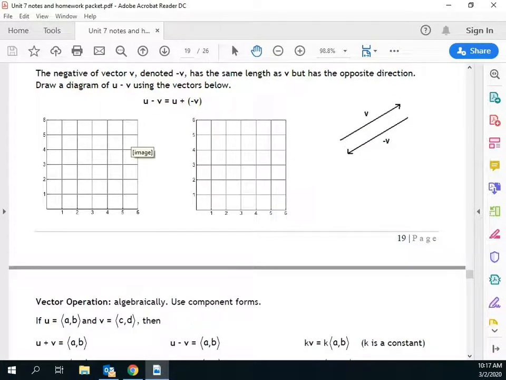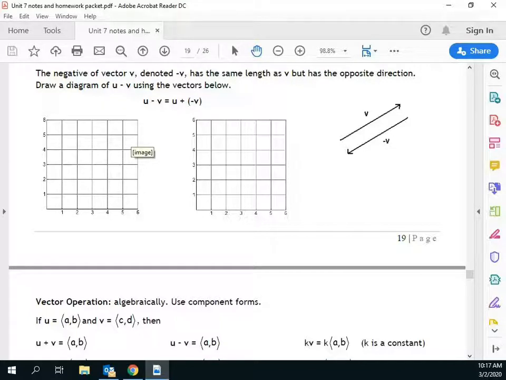What about the negative of it? Well, as you can tell, when we have the negative, it's just going the opposite direction. Same thing with slope. If you went from a positive slope to a negative slope, you're going from right and up to left and down. So you're going in the very opposite direction. So with that being said, with u and v, u minus v, using the same lengths as the one above, draw a diagram of u minus v.